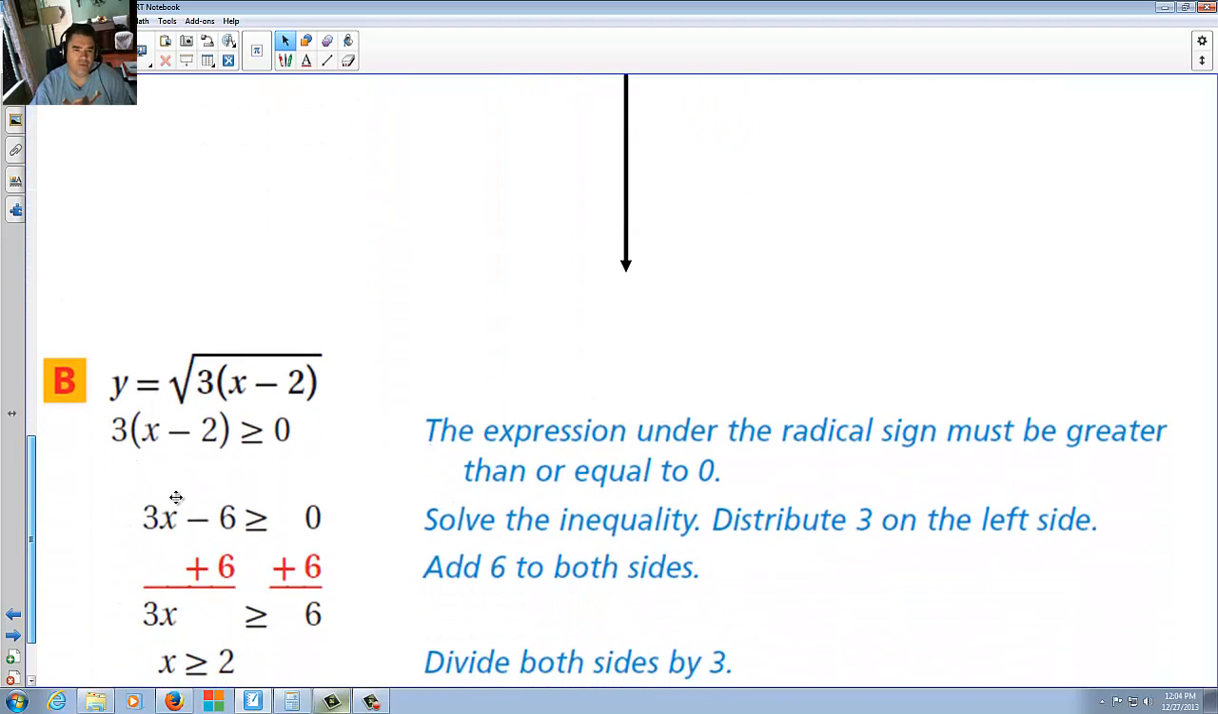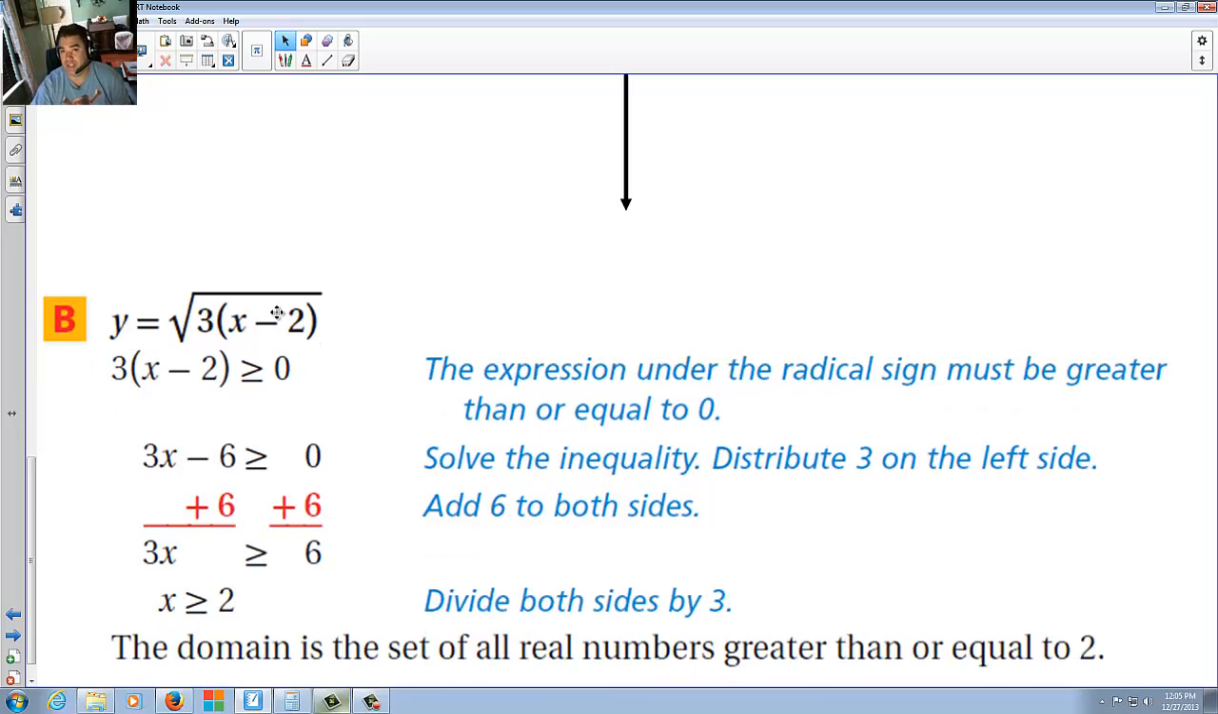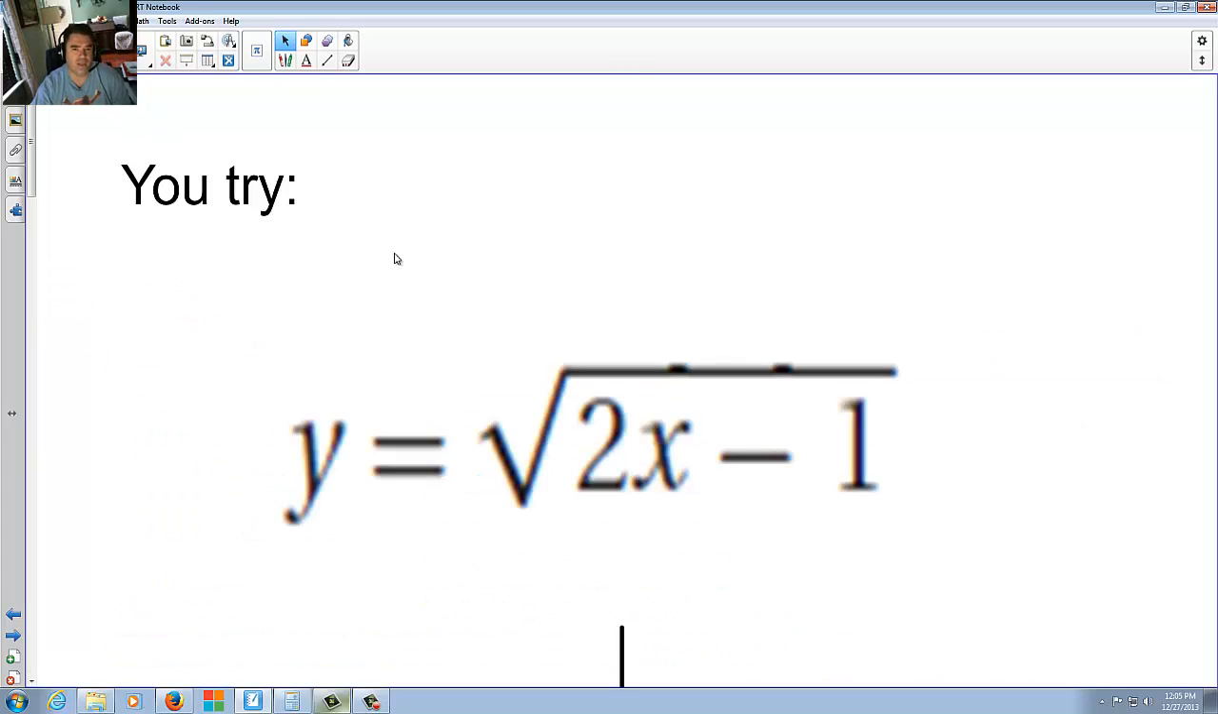First thing I did, when you have 3 times x minus 2, is take 3 times both of them. So 3 times x is 3x, 3 times negative 2 is negative 6. This entire value has to be greater or equal to 0. So instead of minus 6, plus 6 to one side, plus 6 to the other. 3x is greater or equal to 6. Divide both sides by 3. In other words, x is greater or equal to 2, meaning as long as you have a 2 or larger value, that's going to fit this particular equation. If x is less than 2, then it's not going to work because you have a negative root, and you can't have that.